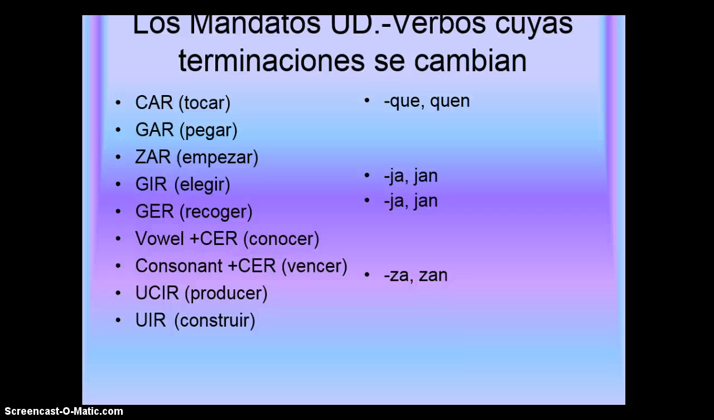The same thing happens with verbs like producir. I'm sorry, there's a small misprint there. It should be producir, ir on the end. Any verb that ends in ucir has a zco ending. Okay, so you're going to have to give me the changes that you typically see there.